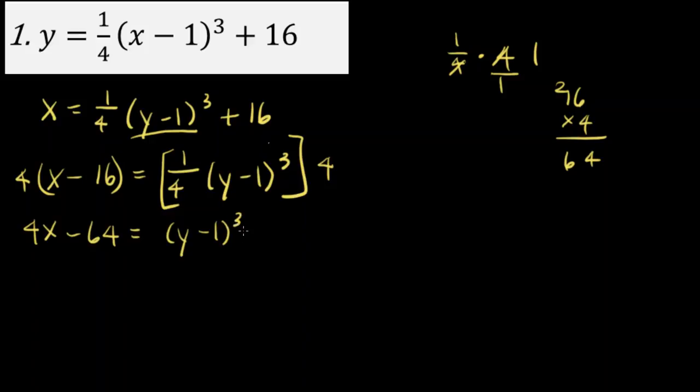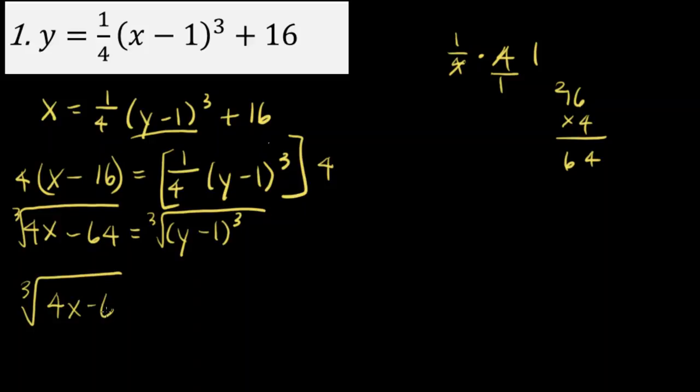How do I get that cube to be 1? Well, I'm going to cube root it. I'm going to cube root both sides. Let's go ahead and cube root both sides. So I get the cube root of (4x minus 64) equals y minus 1.